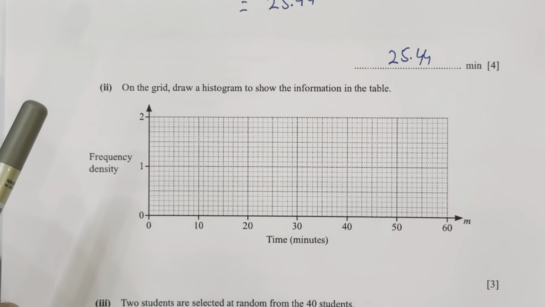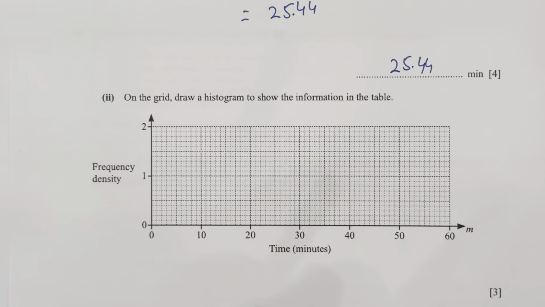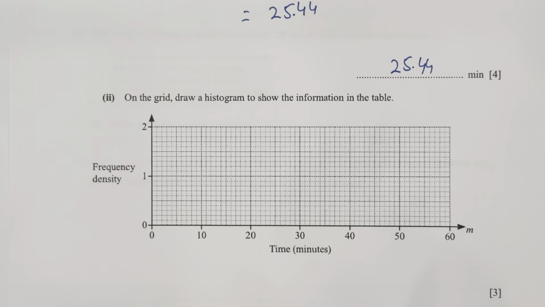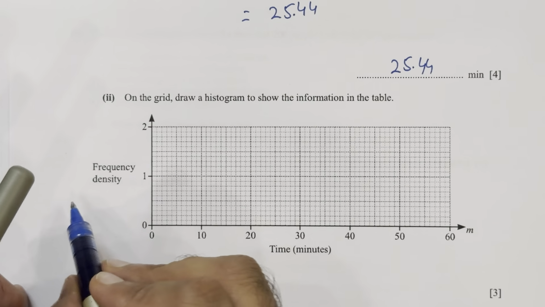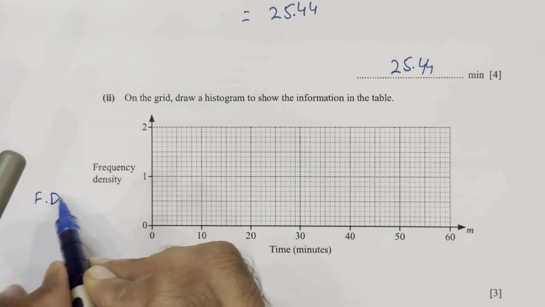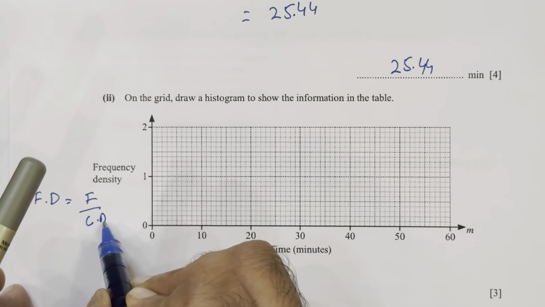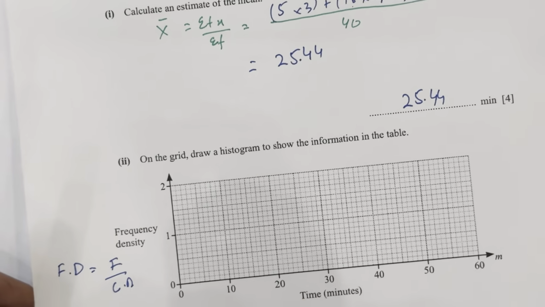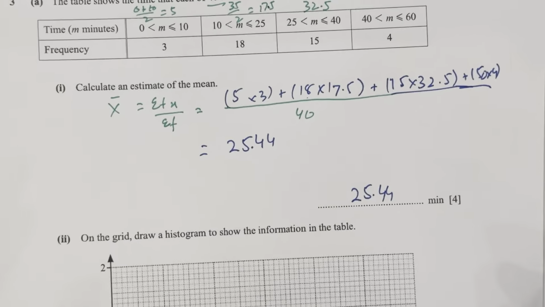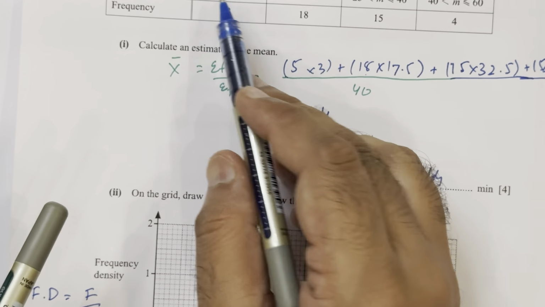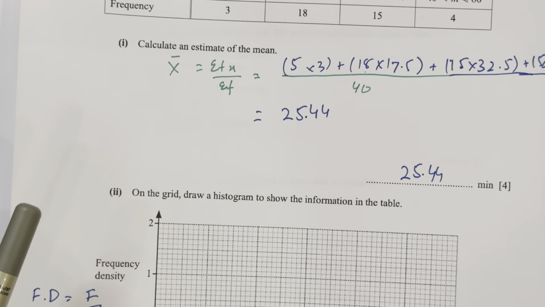Moving to question number 2. On the grid, draw a histogram to show the information. We know that the y-axis has the value of frequency density and the x-axis shows the value of time. So we should know the value of frequency density. The formula is frequency over class width. It means we need to divide frequency by class width, and you can get the frequency density.